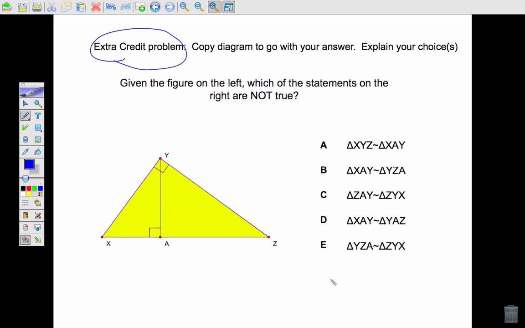All right, last thing. This is your extra credit problem for this video. Make sure you copy down the diagram and go through all of these choices and decide which ones are true and which ones are not true. So this is what you're looking for. And then explain why you picked the ones you did. Make sure you explain. That'll be part of getting credit for the extra credit.